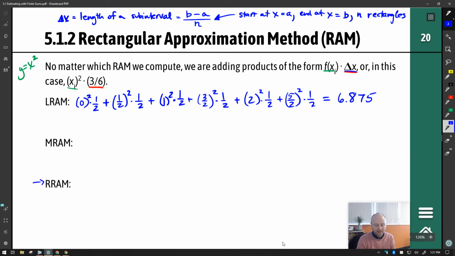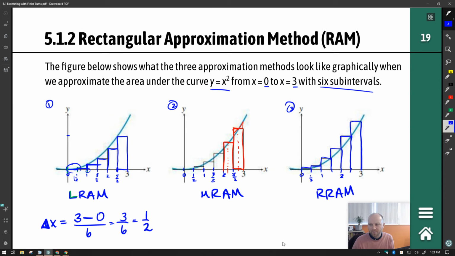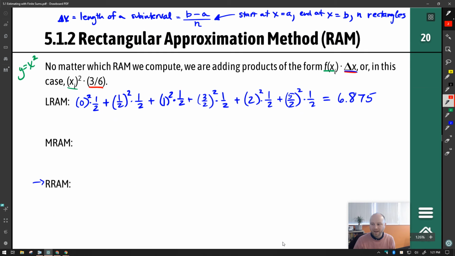Let's do the right rectangular approximation method next. We'll go to RRAM, and so we're looking at the third graphic over here. The widths of all the rectangles stay the same. However, the only change comes in with the indices. Now we're using right hands of the subintervals to get the height of the rectangle. So we're going to begin with 1/2 and then move to 1 and then 3/2 and then 2 and then 5/2 and then 3. So the difference here is that we will not use 0 as an index. We will use 3.